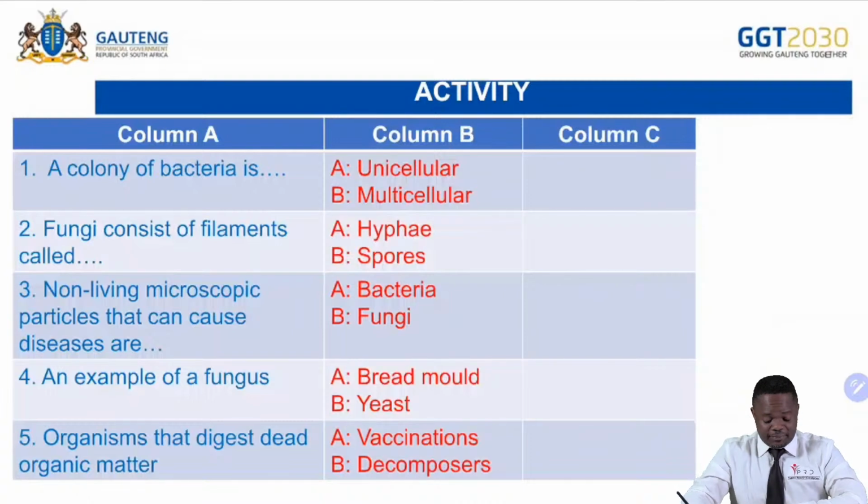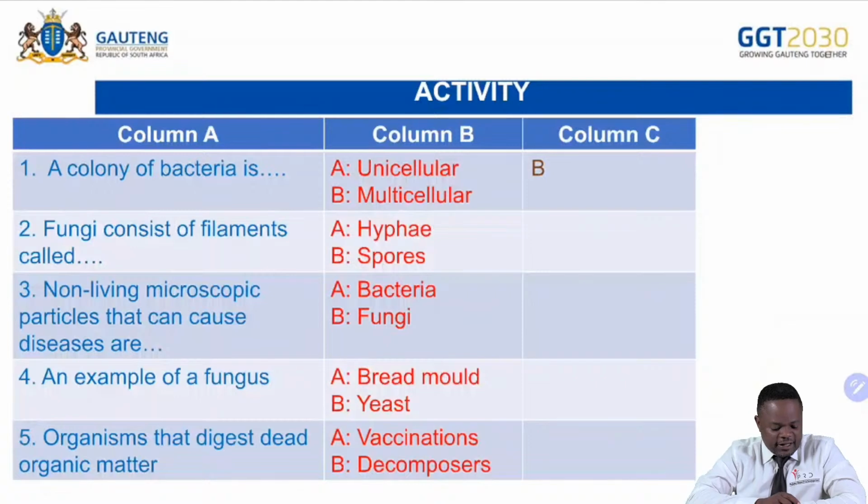Welcome back. Let us look at the questions together. So the first part, they were saying a colony of bacteria, from our part A, from our column B. What do we know? We're saying our colony of bacteria is multicellular. It consists of a number of bacteria, making it multicellular.